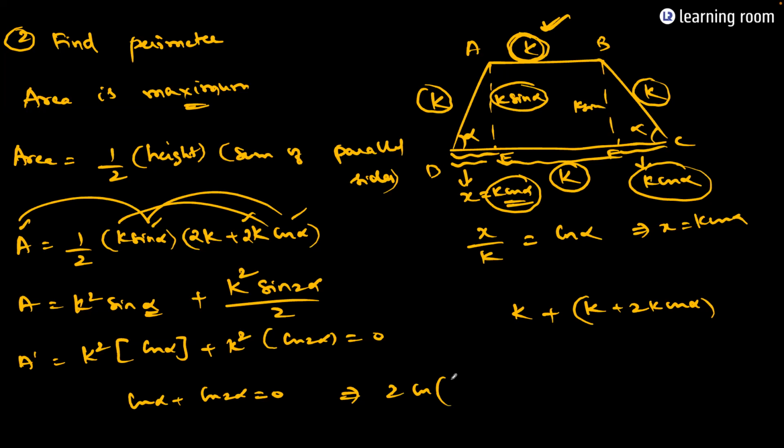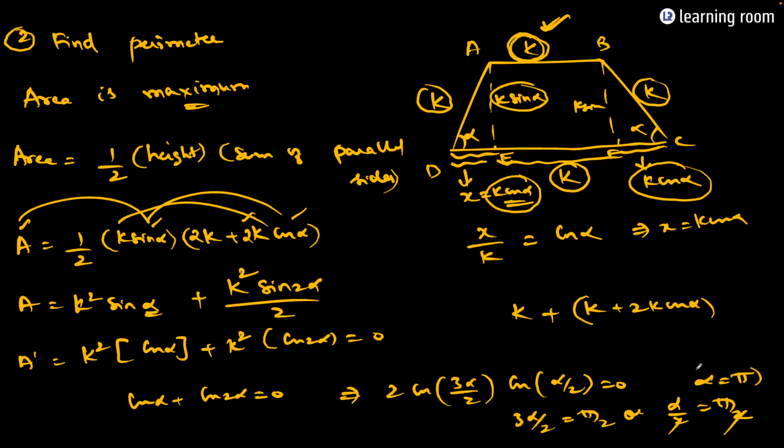See, it is 2 cos of 3 alpha by 2 into cos of alpha by 2, which is equal to 0. So 3 alpha by 2 can be pi by 2 or alpha by 2 can be pi by 2. Here you will get alpha is equal to pi, which is not possible. Here alpha is equal to pi by 3. This is possible. So alpha is equal to pi by 3. Just take that value and substitute it back.